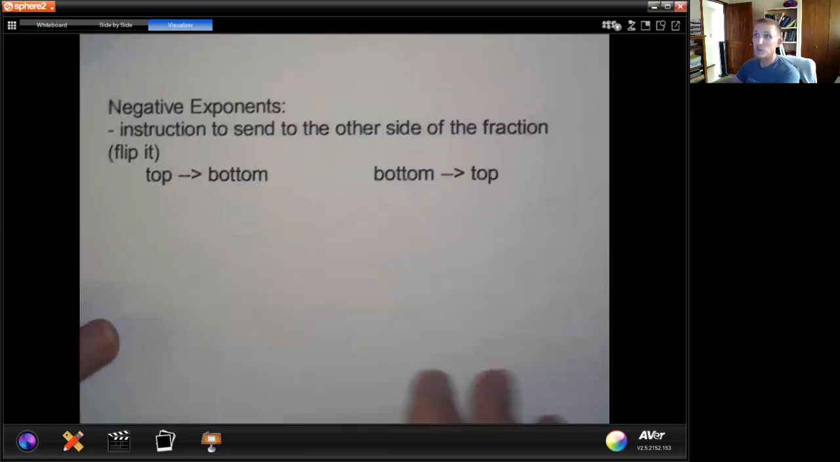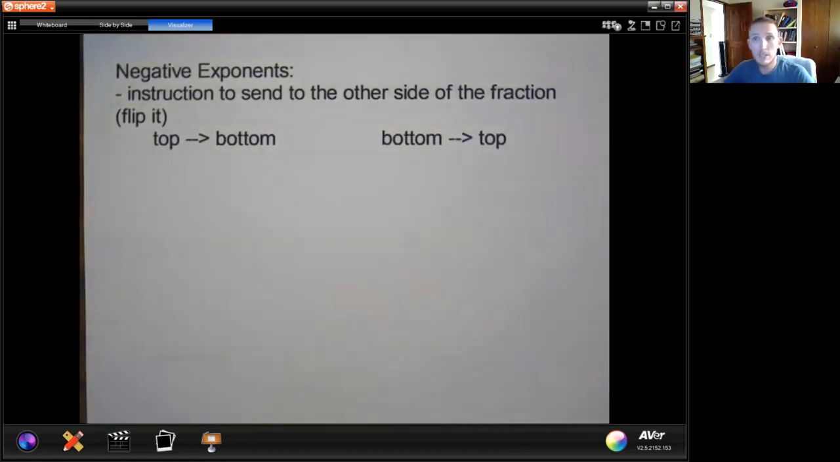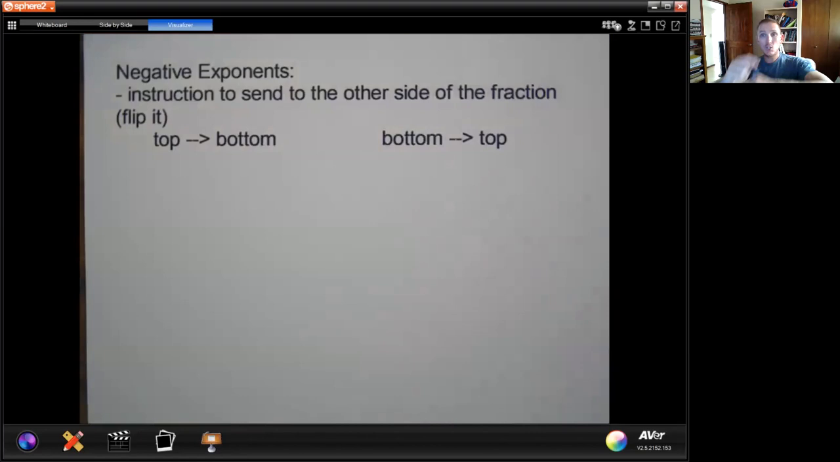All right, let's continue. The next phase is going to be negative exponents. Previously in the lesson, we had the idea of negative exponents that came into play, but we don't really know what to do with them yet. We have to remember the very beginning of this exponent unit. An exponent is an instruction. Remember that, an exponent is an instruction. Well, if we come to negative exponents, what is it an instruction for? Well, a negative exponent is an instruction to send it to the other side of the fraction, essentially flipping what you see in front of you.